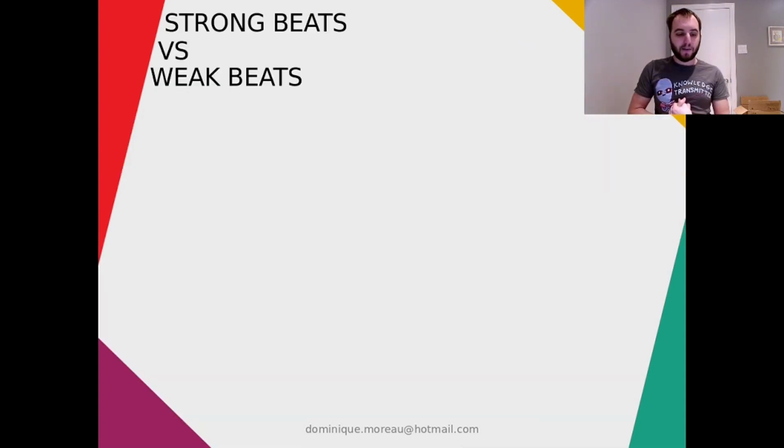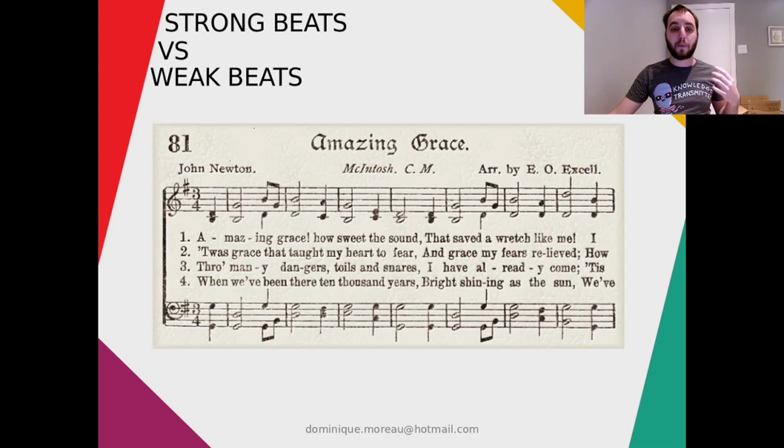Last slide, I talked about strong notes and weak notes. Let's talk about strong beats and weak beats. So meters not only tell you how many subdivisions in a beat, how many beats, how long the measures are, it's also implying that there are some beats that are stronger and some beats that are weaker. Normally, the first beat is stronger.